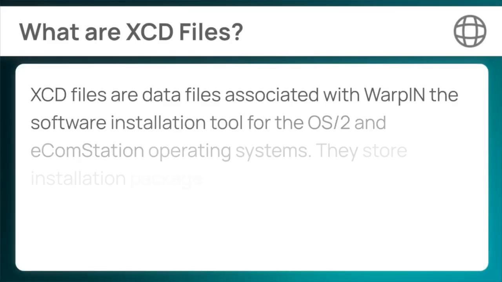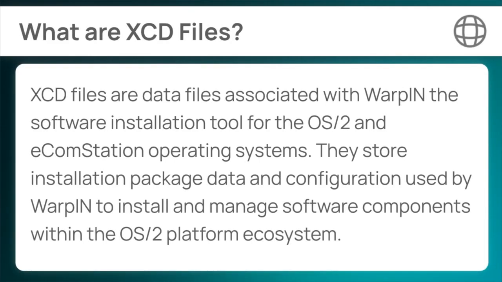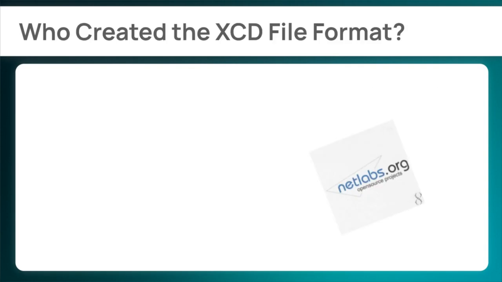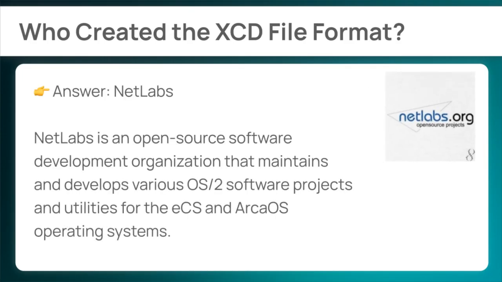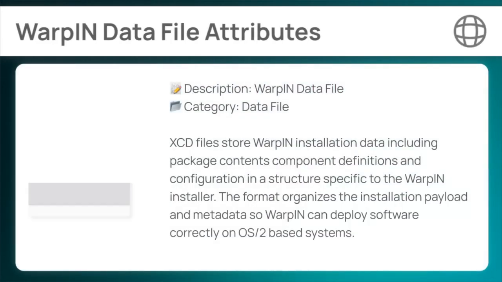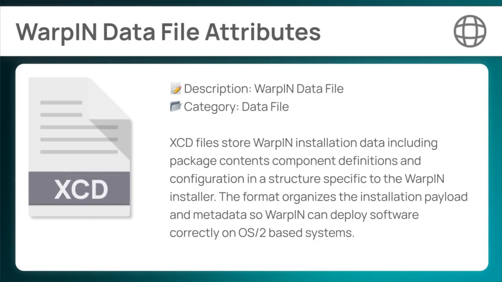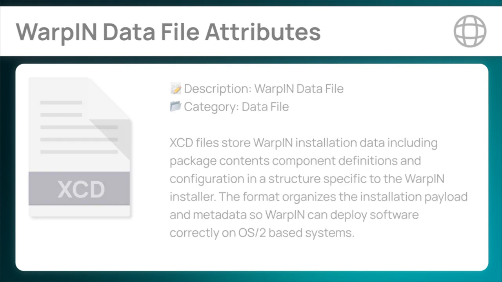XCD files are data files associated with WarpIN, the software installation tool for the OS/2 and eComStation operating systems. They store installation package data and configuration used by WarpIN to install and manage software components within the OS/2 platform ecosystem. XCD files store WarpIN installation data, including package contents, component definitions, and configuration, in a structure specific to the WarpIN installer. The format organizes the installation payload and metadata so WarpIN can deploy software correctly on OS/2-based systems.